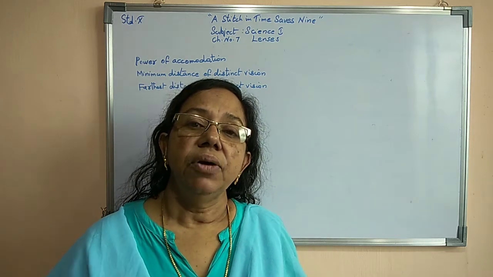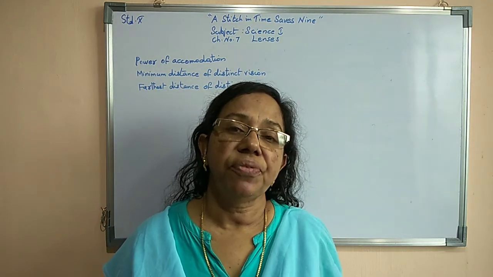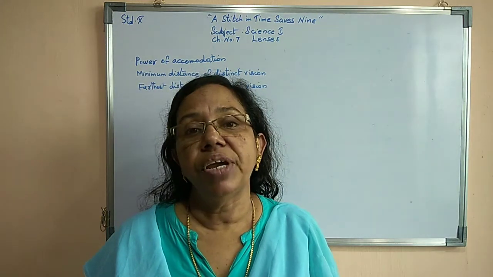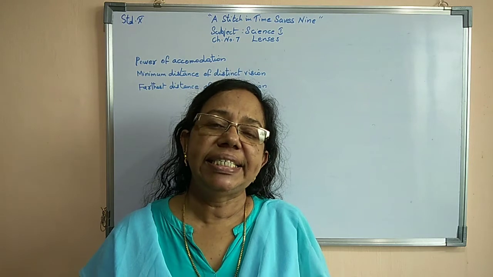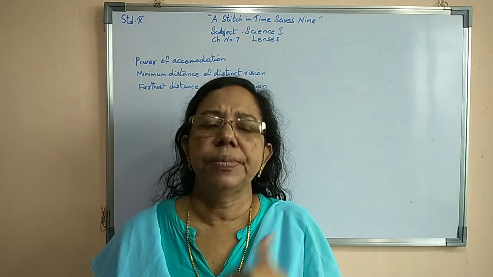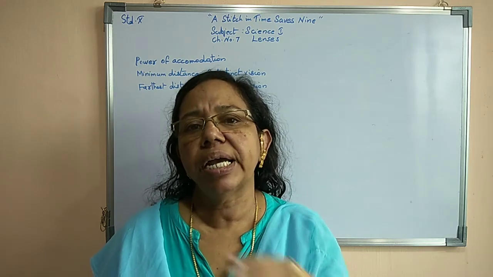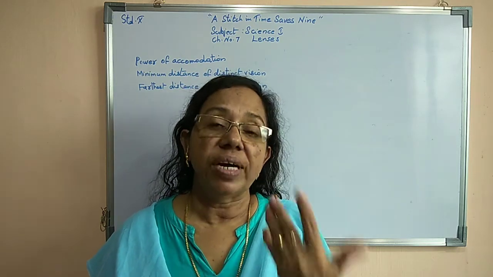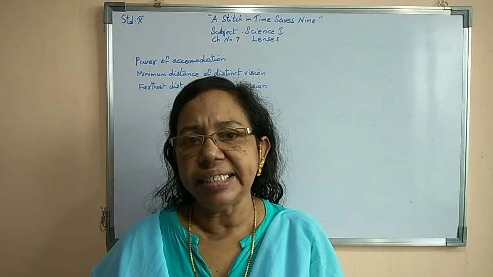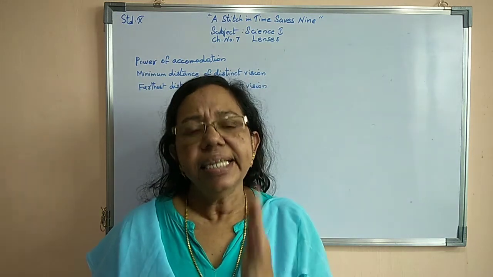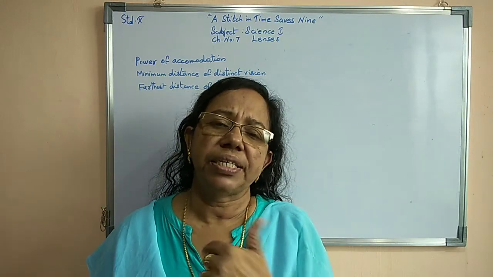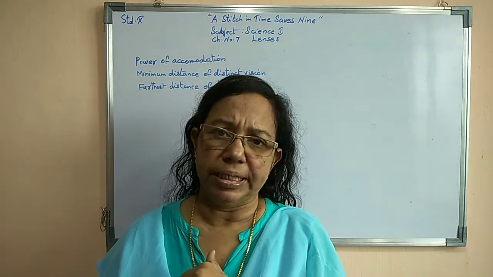Now we will study what is meant by power of accommodation. Power of accommodation means the capacity of an eye lens to adjust its focal length as per need. That is known as power of accommodation. So once again, what is meant by power of accommodation? The capacity of an eye lens to adjust its focal length as per its need. That is known as power of accommodation.